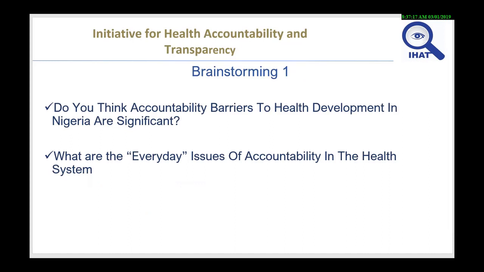Let us take a minute and brainstorm. Do you think accountability barriers to health development in Nigeria are significant? And what are the everyday issues of accountability in the health system, in the areas where you work?